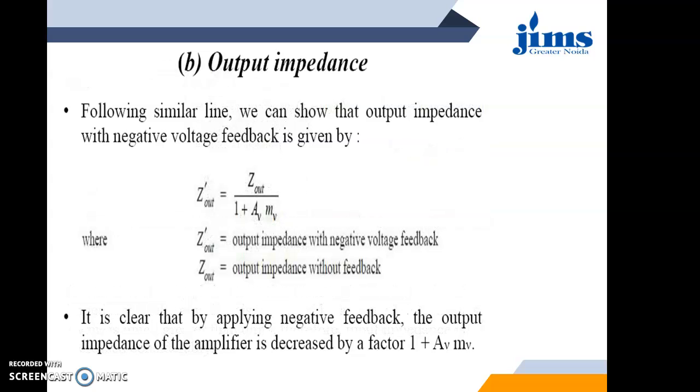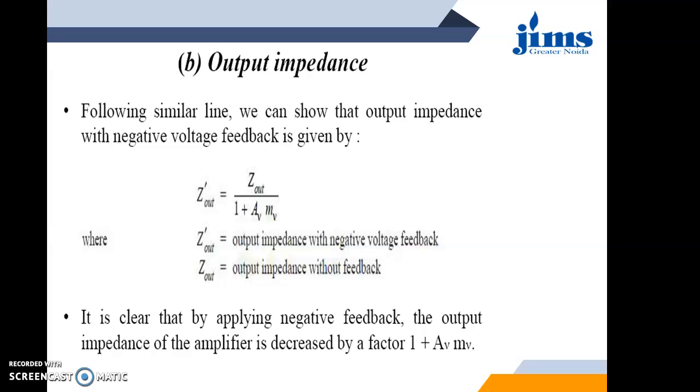Whereas in case of output impedance consideration, we can see from this equation that the output impedance Zout is divided by the factor 1 plus AM. So if it comes in the denominator, the impedance is reduced. So we are getting both the desirable impedances, that input impedance is increased and output impedance is decreased.